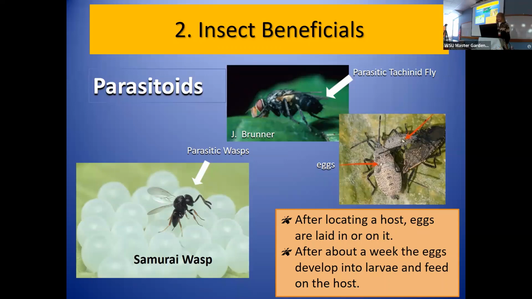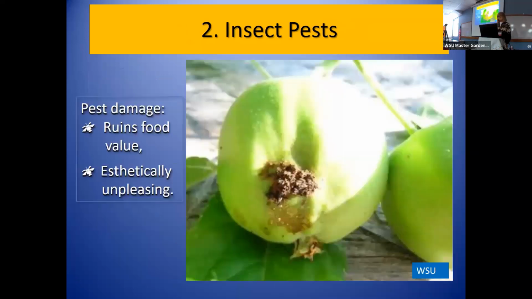Also, there are tachinid flies. The tachinid flies, though, will lay their eggs on top of insects like these seed bugs here. The tachinid fly eggs will hatch and the larvae will burrow into the insect and then feed on it and kill it. The tachinid fly is also a predator of codling moth and other caterpillars, like tent caterpillars.